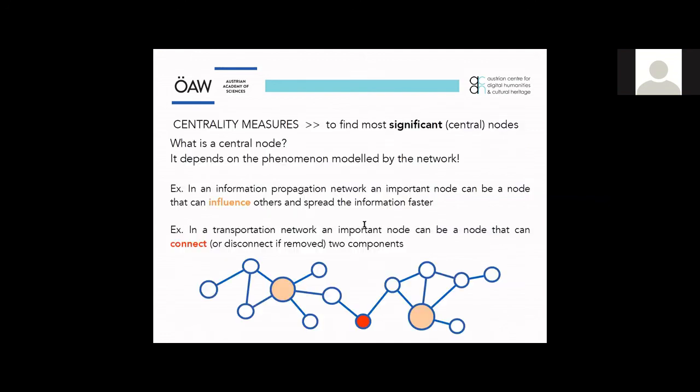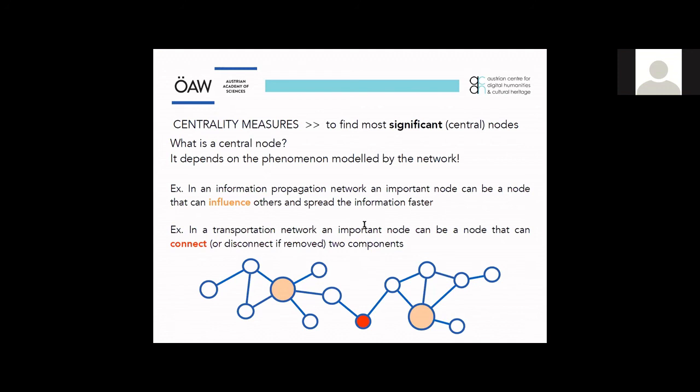So, some measures. There are a lot of centrality measures that are used to find the most significant central nodes. But what is a central node? What is a significant node? This is a difficult question, because it depends a lot on the phenomenon that you are representing and modeling with the network. For example, in an information propagation network, an important node can be a node that can influence others and spread information faster. So, for example, the hubs are very important. The hubs are the nodes with many links.